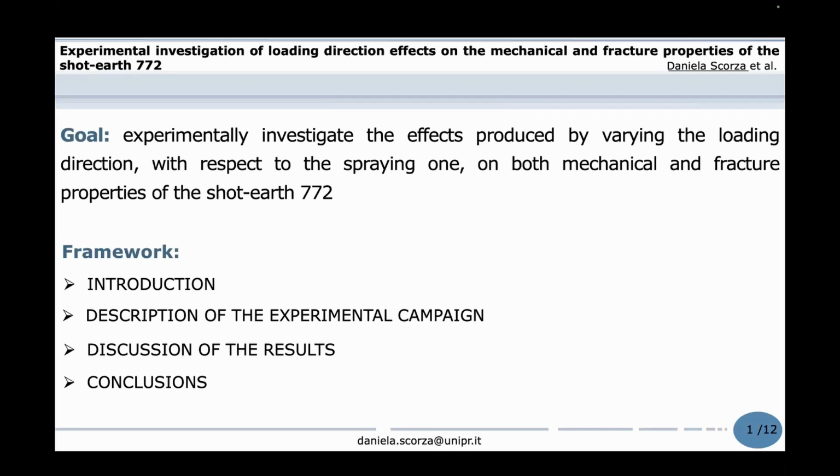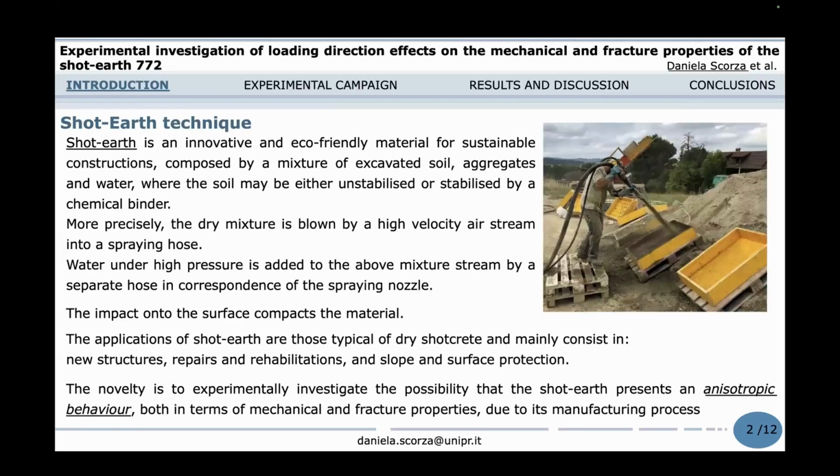The present work deals with the experimental investigation of the effects produced by varying the loading direction with respect to the spraying one on both mechanical and fracture properties of the shoe earth 772. In particular, my presentation consists of the following sections: a brief introduction, the description of the experimental campaign, the discussion of the obtained results, and finally, the conclusions.